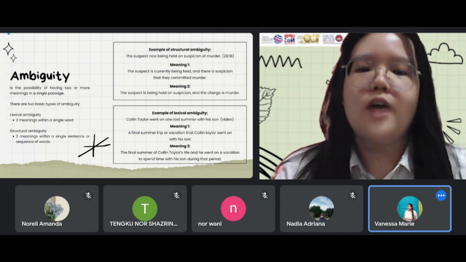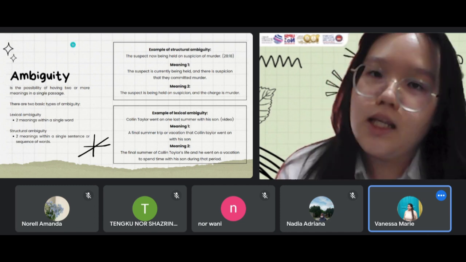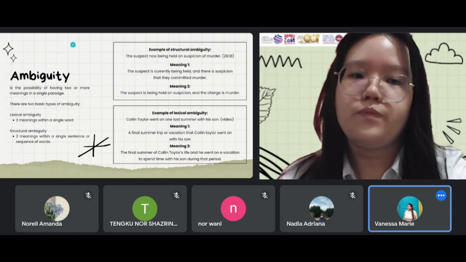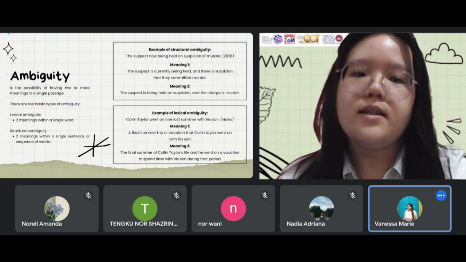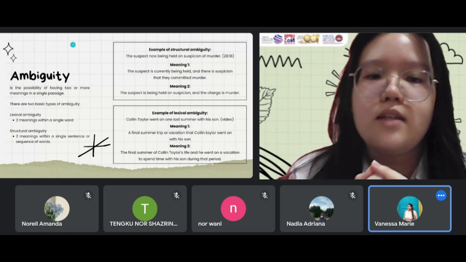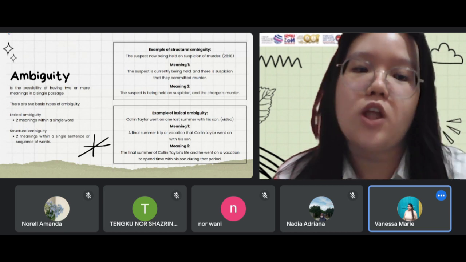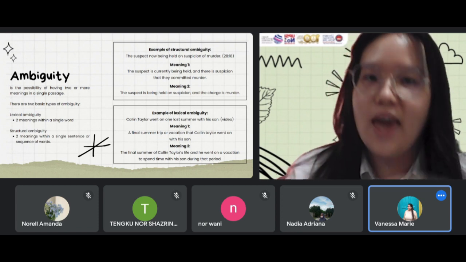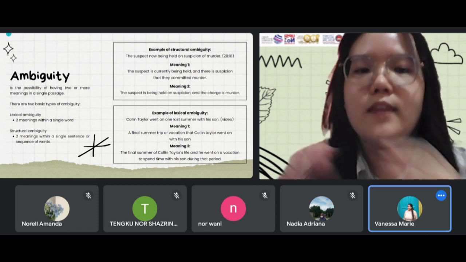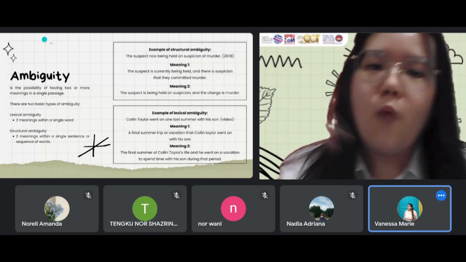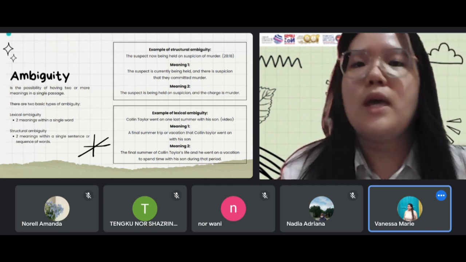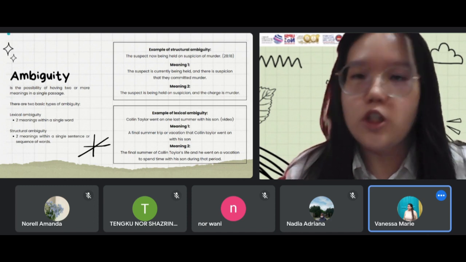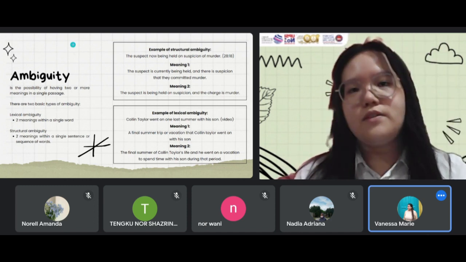Structural ambiguity contains two meanings within a single sentence or sequence of words. Example of structural ambiguity: the suspect now being held on suspicion of murder. The first meaning conveys the suspect is currently being held and there is a suspicion that they committed a murder, while the second meaning says that the suspect is being held on suspicion and the charge is murder. Next.